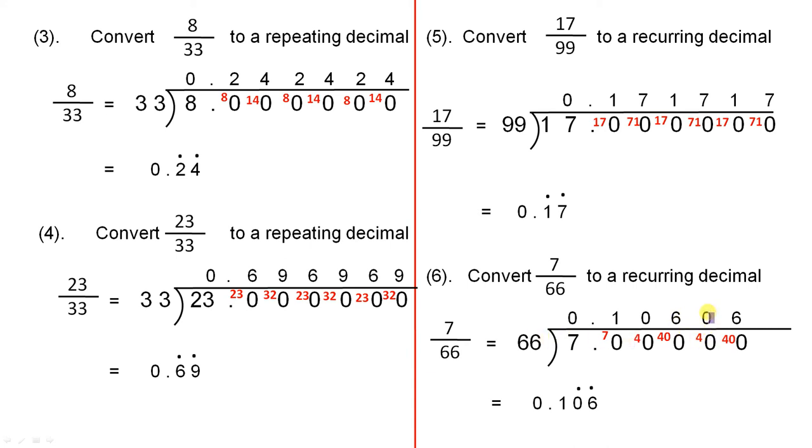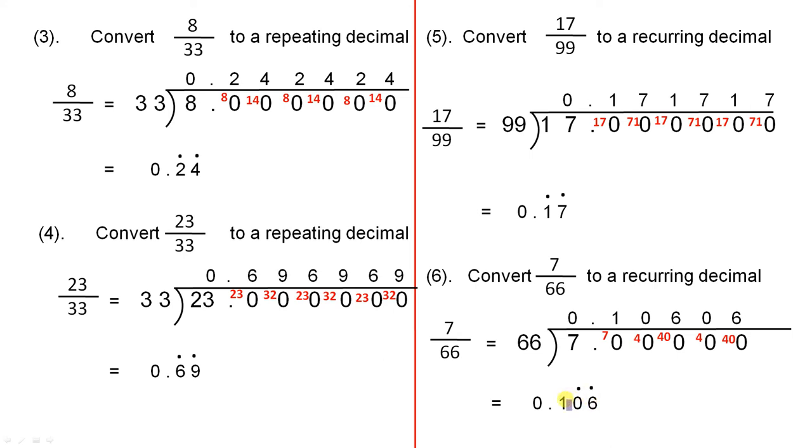66 into 40 goes 0 times with 40 left over. So there's your 40 there, see? That's the 40 that's left over. So 66 into 400 goes 6 times, and that keeps continuing. You'll notice here that the first digit after the decimal point is a 1. See there, it's a 1. However, the 0 and the 6 keep continuing.